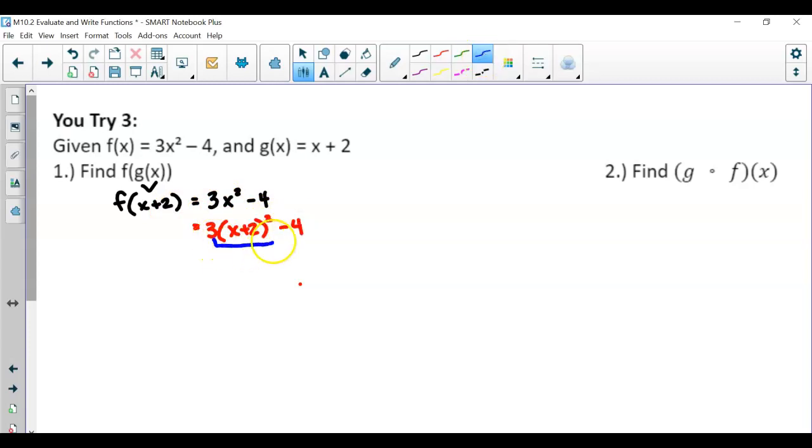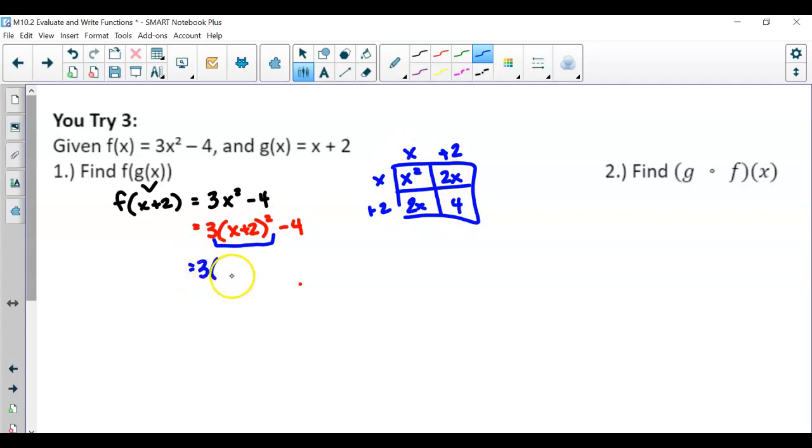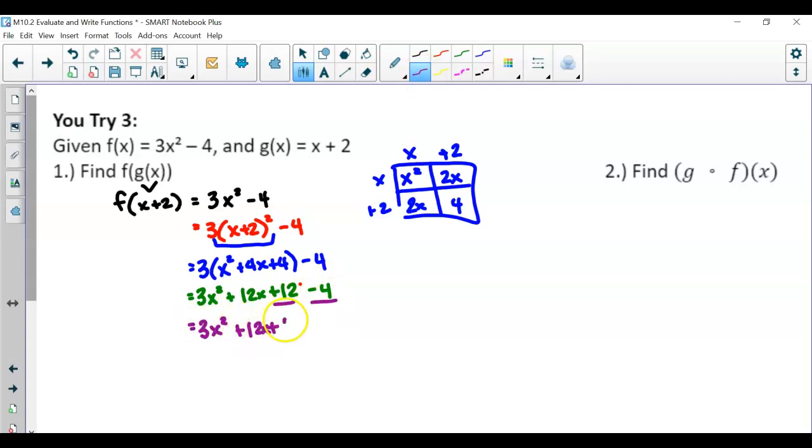Now notice here, you should have used the box method. So that now is x plus 2 times x plus 2, or x squared, 2x, 2x, and 4. So now I've got 3 times x squared plus 4x plus 4. Then bring down minus 4. Now notice we do need to distribute 3 here. So this is 3x squared plus 12x plus 12 minus 4. And combine like terms. So 3x squared plus 12x plus 8.